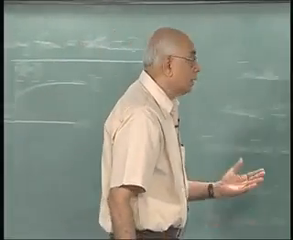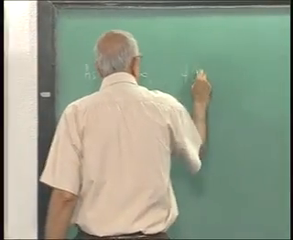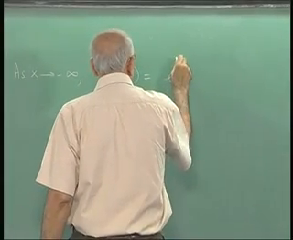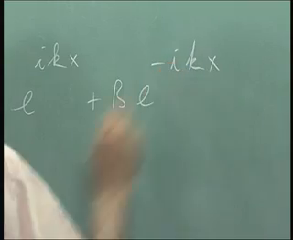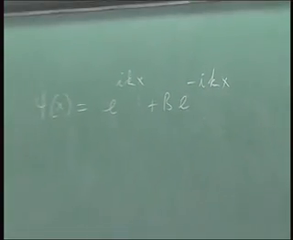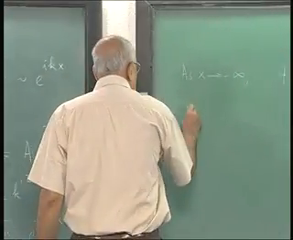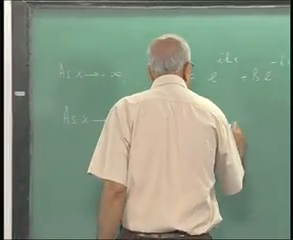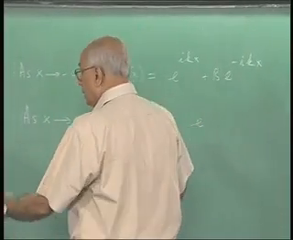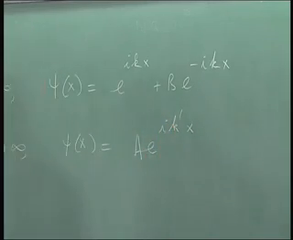So this says that as x tends to minus infinity, psi of x is equal to e to the power ikx plus B e to the power minus ikx, apart from an overall normalization constant of some kind. We take that to be unity, for example. And as x tends to plus infinity, psi of x is equal to A e to the power i k prime x.